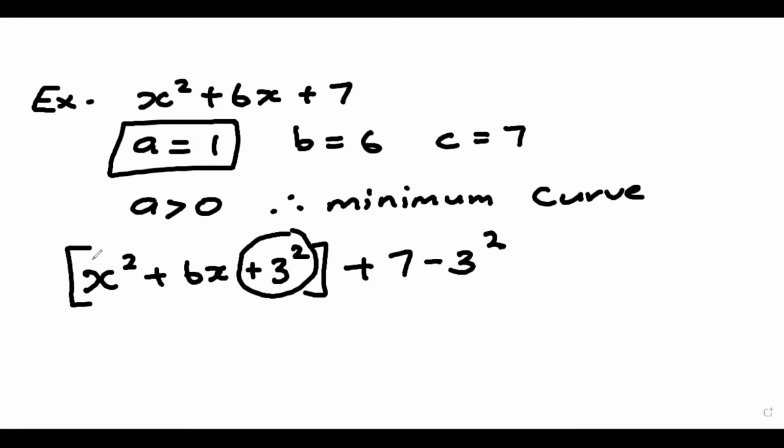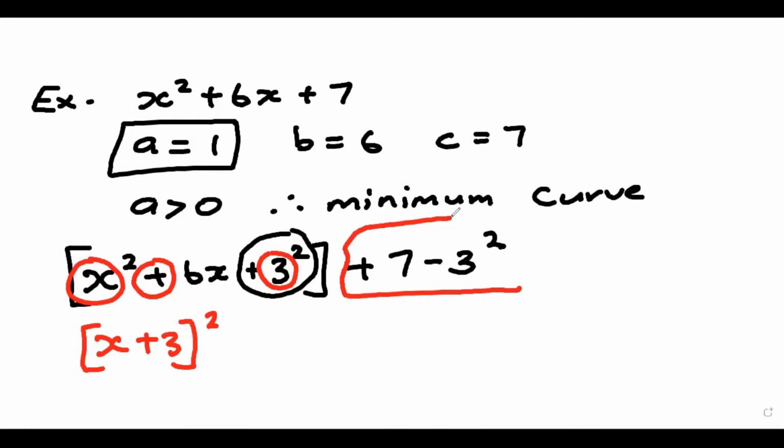Now we write the first squared term, which is this here. We use the sign that is in front of the b term, which is a plus here. And then we use the second squared term, which is 3. And we put that in a bracket. We square it. Then we simplify what is on the outside here. So that's 7 minus 3 squared, which is 9. So that's 7 minus 9, which is minus 2. So this is us completing the square.